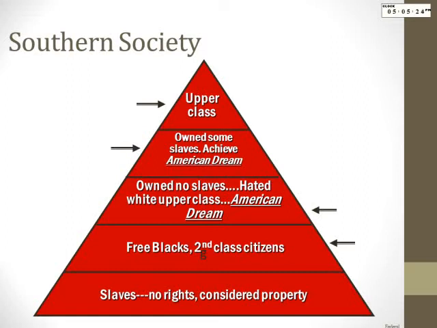So the question is, if most people did not own slaves in the South, why did those non-slave owners continue to support slavery? Why would you support slavery if you did not own slaves? For what reason would that be? Well, really what it comes down to is that American dream. I might one day have slaves, and that was great.